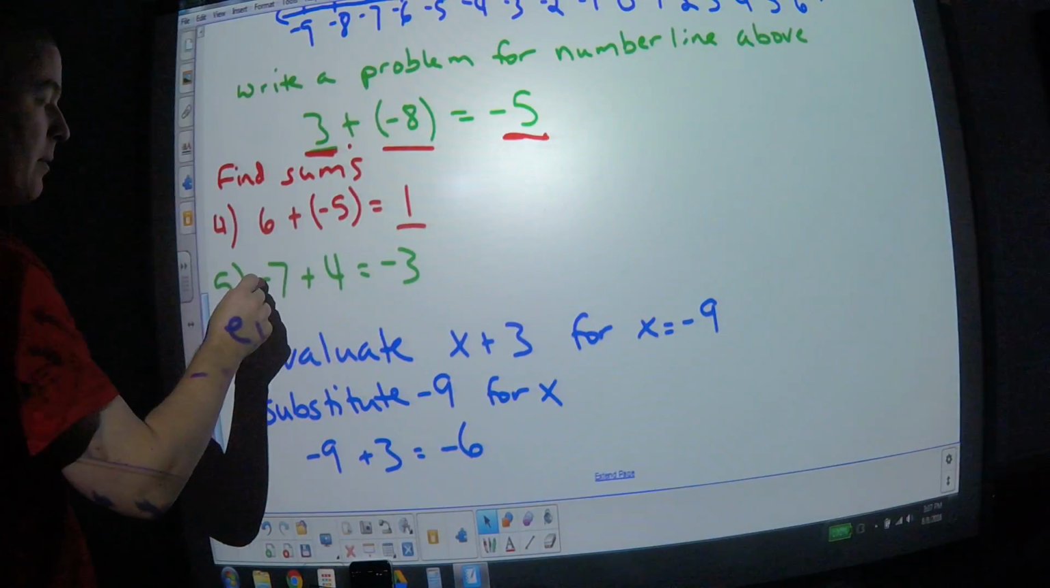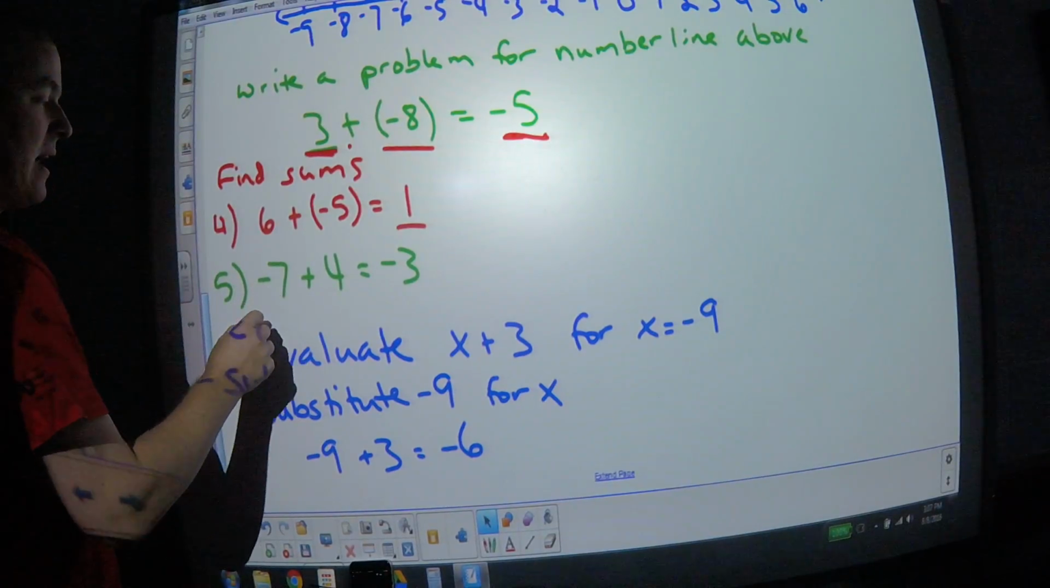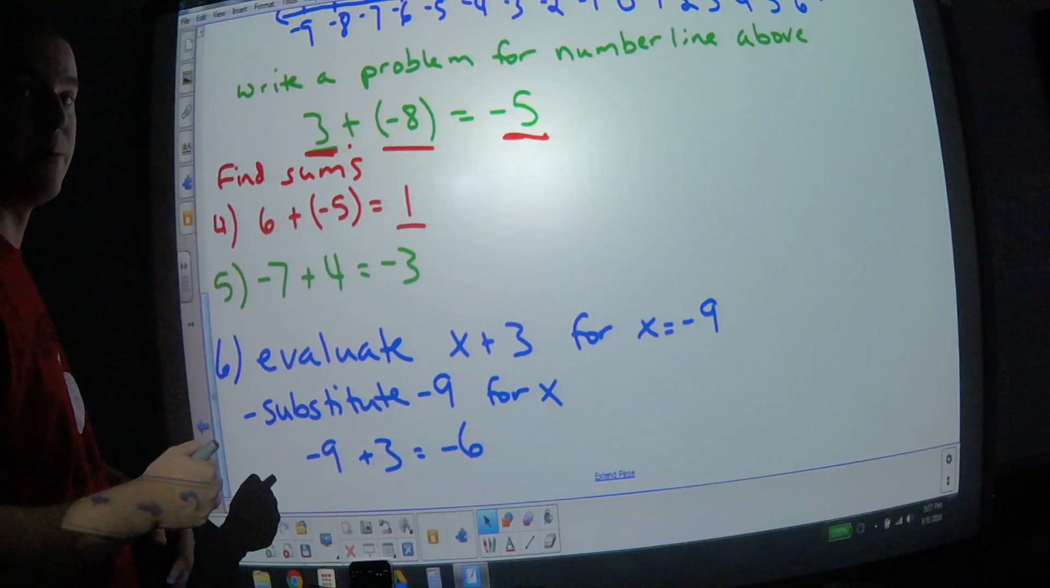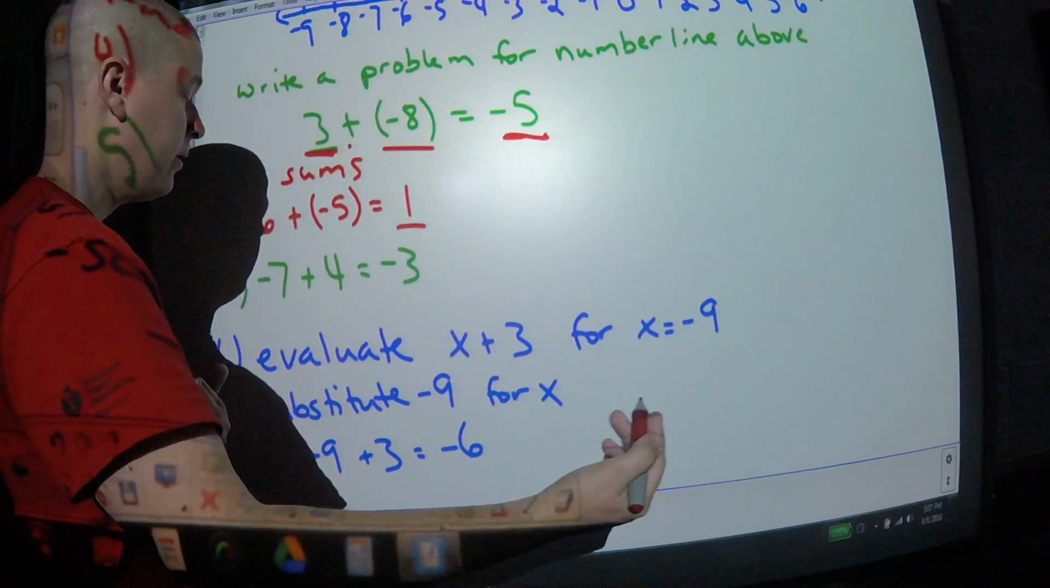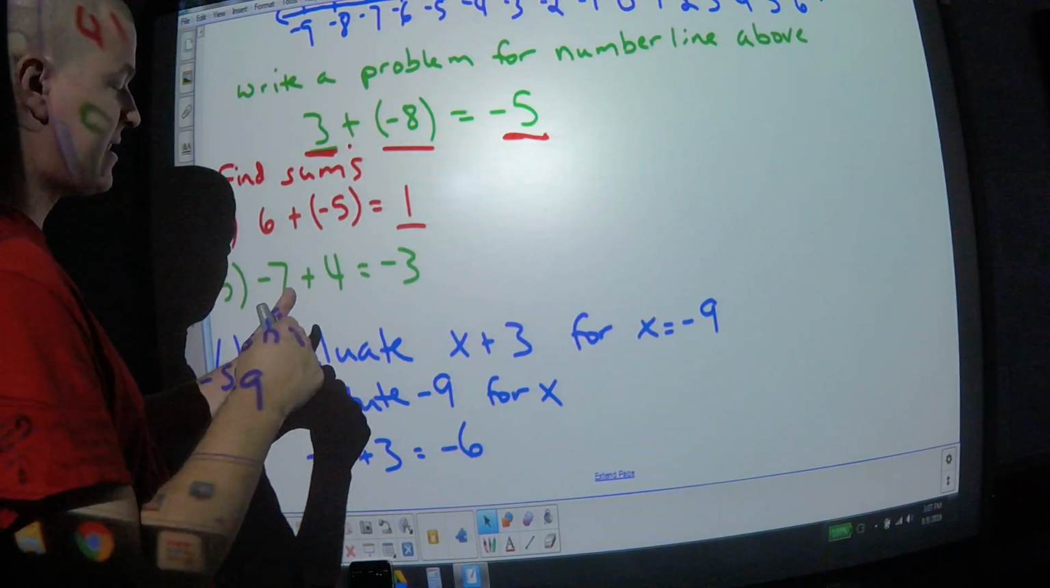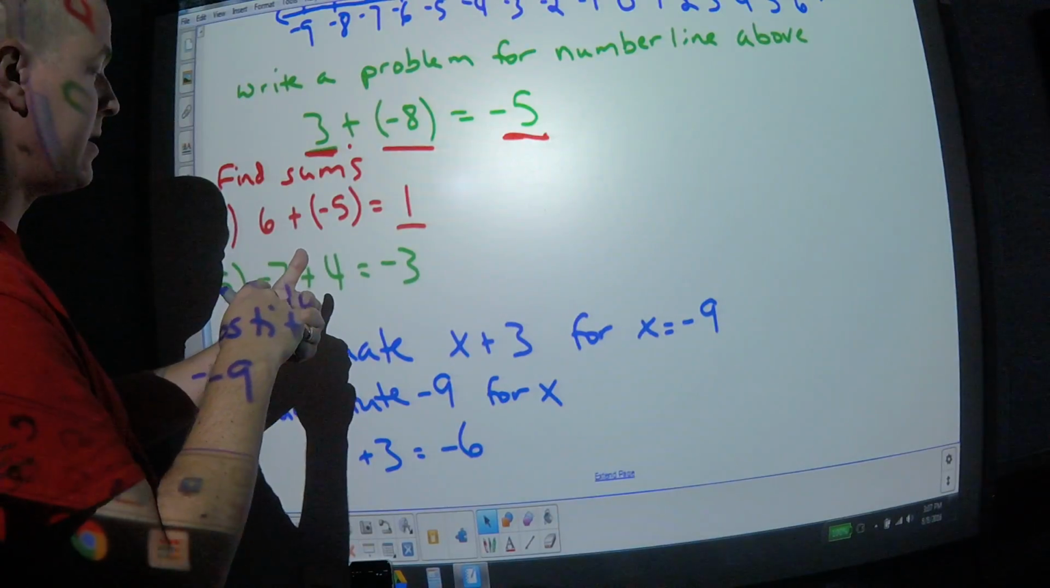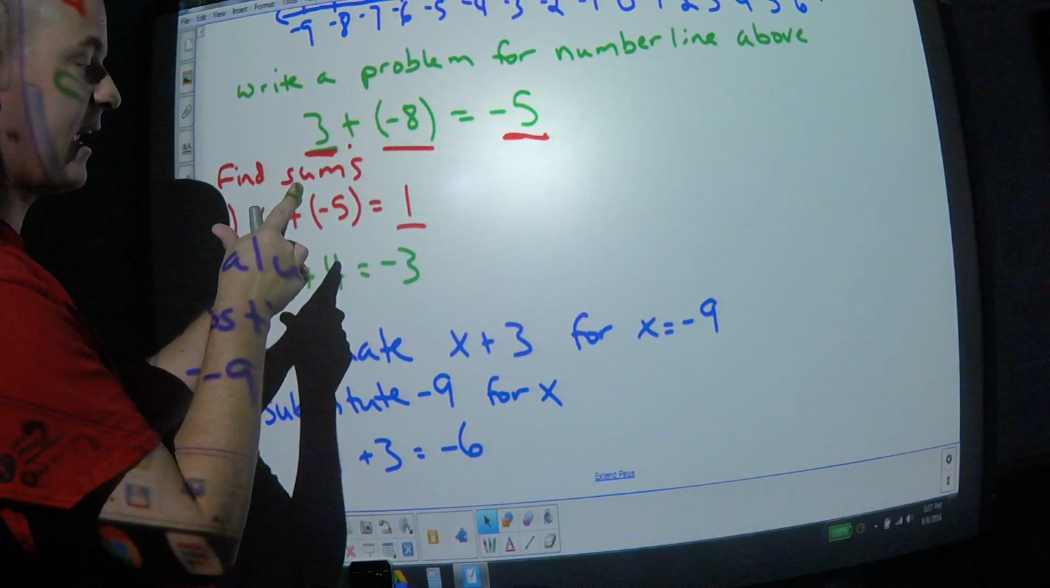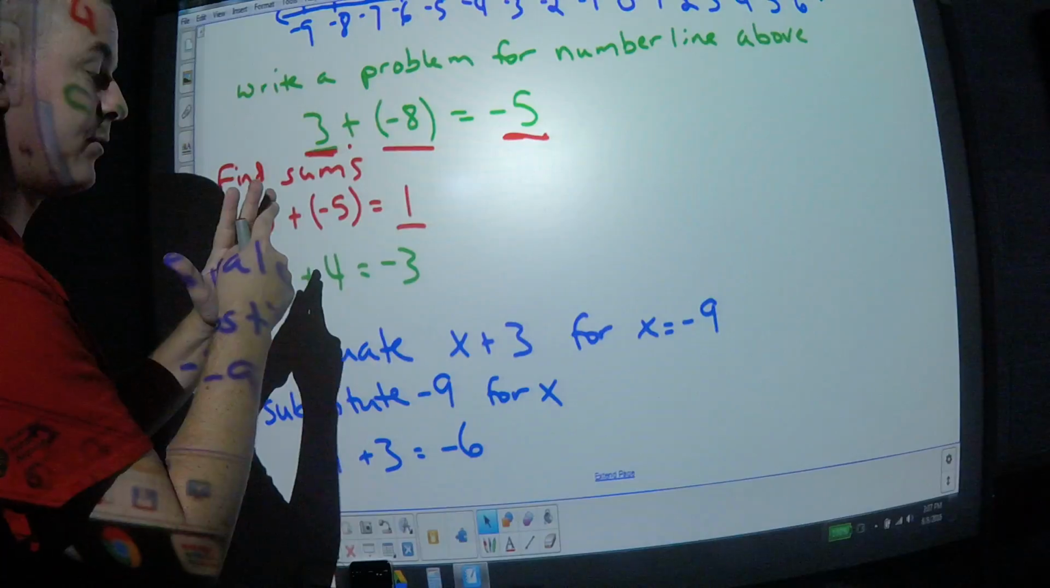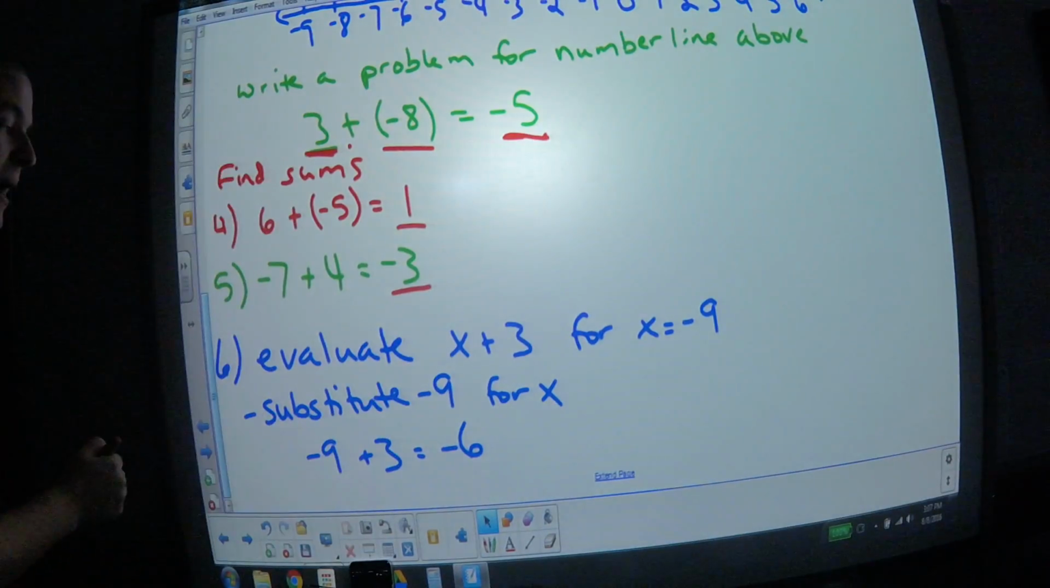5. I start out at -7. I'm going to add a +4, which means my number is getting bigger. So I start at -7. You're going to move 4 places. That'd be -6, -5, -4, -3. So -3 is my answer.